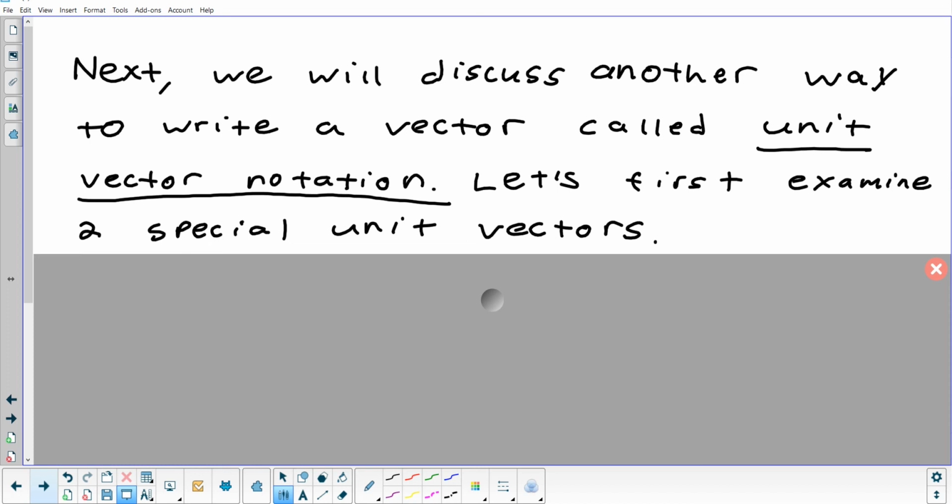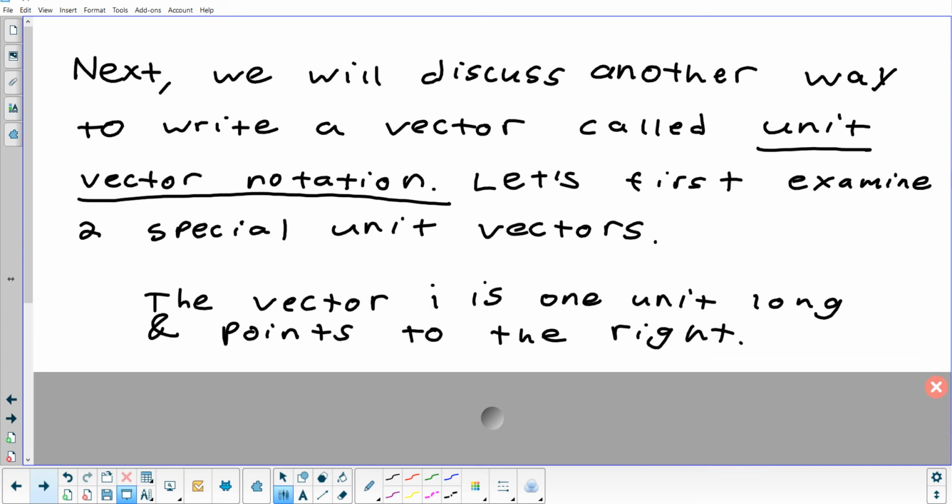So it's called unit vector notation, so that might be a good place to start. What's a unit vector? Can someone remind me from yesterday? Isn't that a vector that's just 1 unit long? Right, it's a vector that's 1 unit long. In 2D, there are 2 special unit vectors. The first special unit vector is i, and that's bold because it's a vector. i is defined to be a unit vector that points 1 unit to the right. That's always the definition.